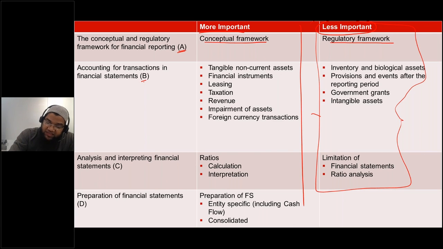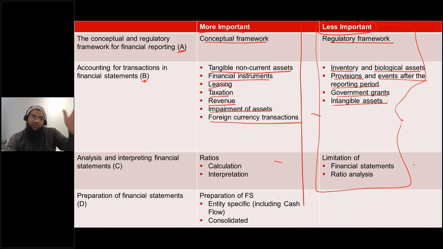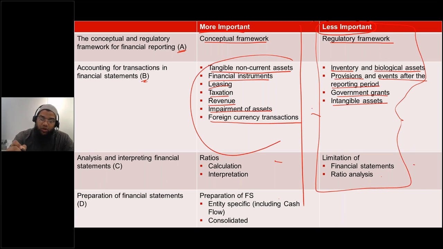In part B, we have tangible non-current assets, which includes IAS 16, IAS 23 and IAS 40. We have financial instruments, which includes IAS 32 and IFRS 9. This includes leasing, IFRS 16, taxation, IAS 12, revenue, IFRS 15, impairment of assets, IAS 36, and foreign currency transactions, which is IAS 21. Apart from this, we have inventory, IAS 2, biological assets, IAS 41, provisions, IAS 37, events after the reporting period, IAS 10, government grants, IAS 20, and intangible assets, IAS 38. These are comparatively less important areas, and these are comparatively more important areas.